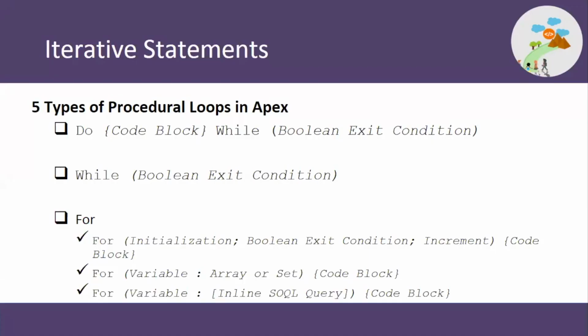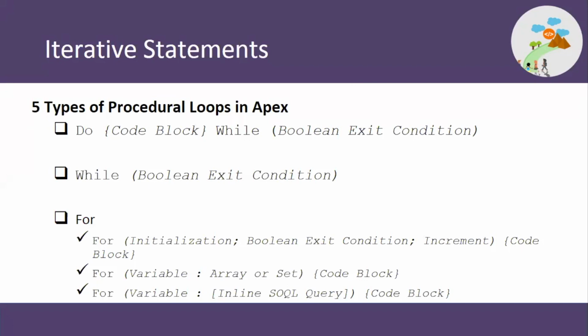So with Apex, we have 5 basic types of loops, right? There is a do while loop, there is a while loop, and there is a for loop. And I'll quickly show you how to write them out. But think of a loop as a roller coaster that is going on its path. When the roller coaster is executing, there are 3 basic things that it needs to really go around its path, right?